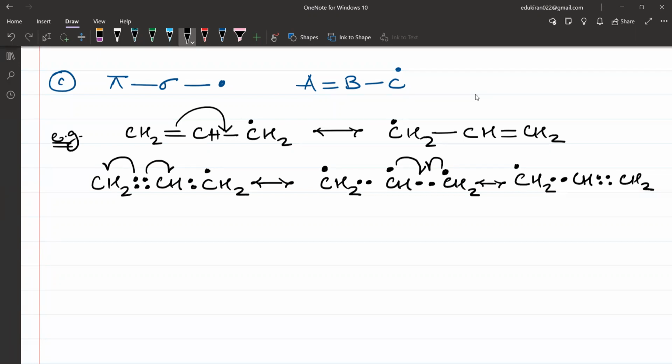Now, what is the resonance hybrid here? The resonance hybrid is going to be CH2, single CH, single CH2. Both of these are partial double bonds, and here you have delta free radical and delta free radical. Okay, that means both of these carbons, this carbon and this carbon, are electron poor. Is there confusion here? This is also electron poor. This is also electron poor.